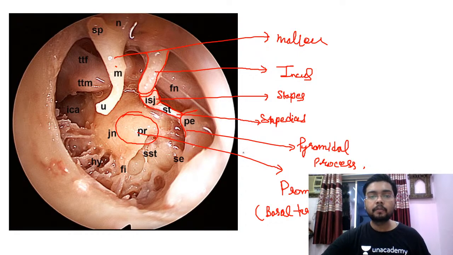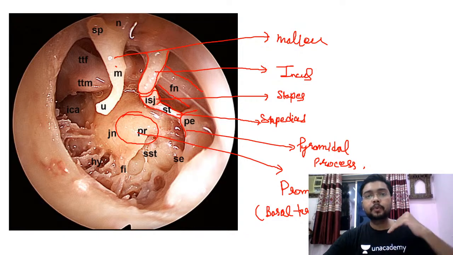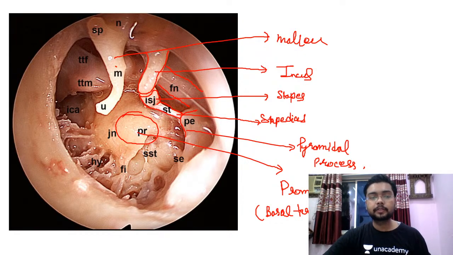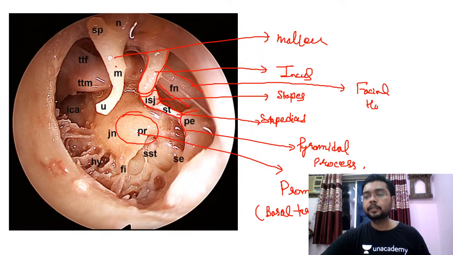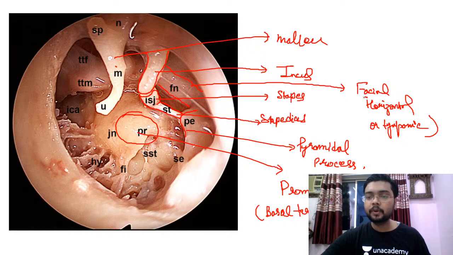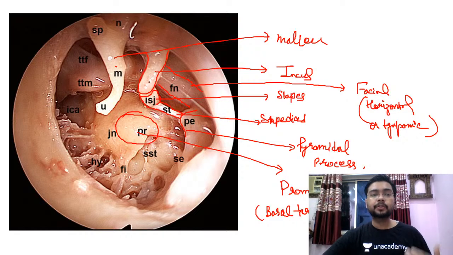Now if I ask you, what is this, which is a horizontal whitish thing running in a bony canal over the middle ear? This is nothing else but your facial nerve. And which part? The horizontal or tympanic part of the facial nerve. It is very important for you to identify these structures, because if they ask you, you should be able to identify them and tell these things, right?